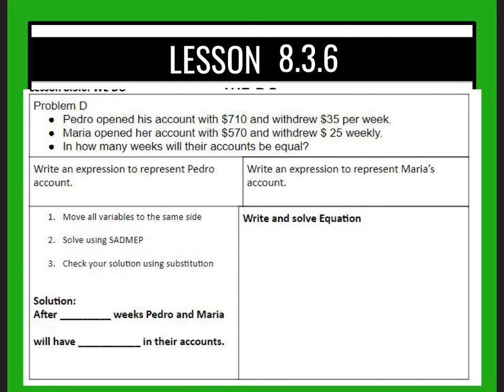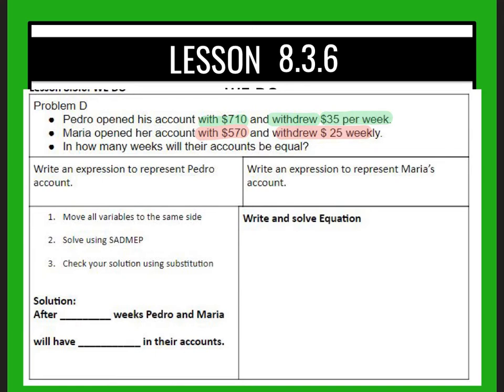Okay. All right, Patriots. One more. Again, if you need to, please try to work this on your own so that you get additional practice and then you can check your answers. So Pedro here opened up an account. He had $710 and then he withdrew. Keep that in mind. He's taking money out, $35 per week. Then I have Maria who opened her account with $570 and withdrew $25 every single week.